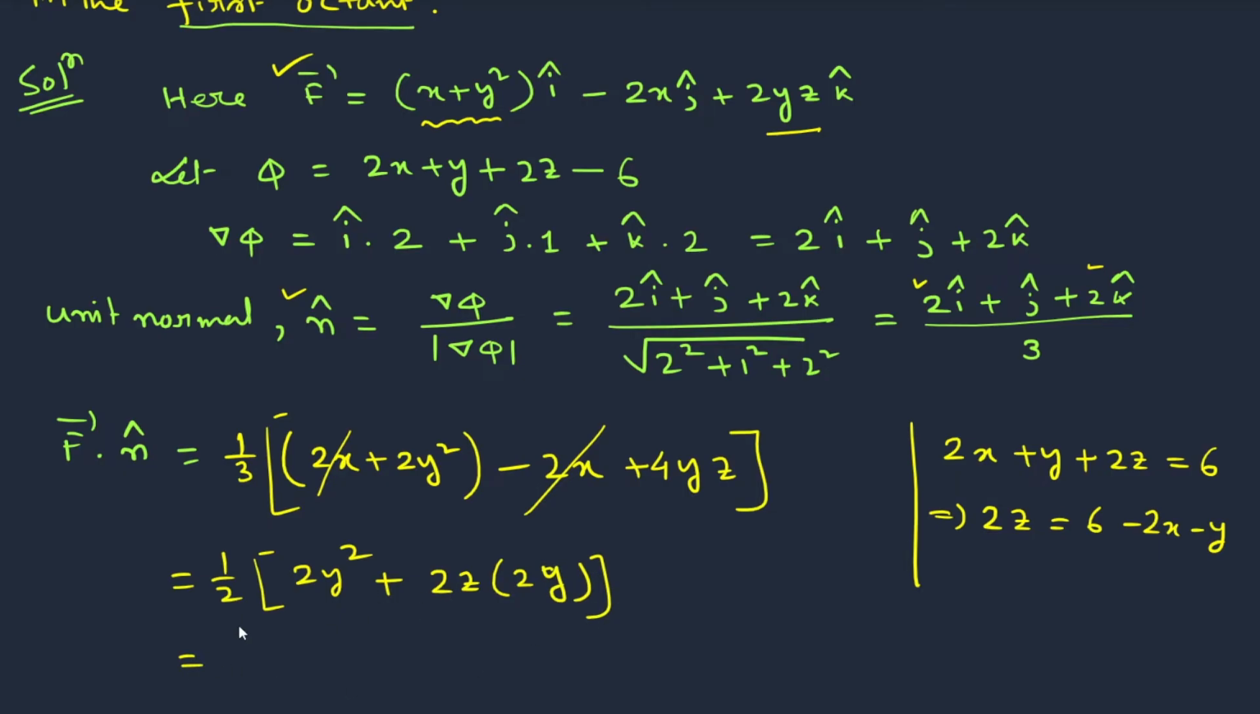So you can take 2 common also, 2 by 3. Then inside we have y square plus twice z. In place of twice z, what will we write? 6 minus twice x minus y. And from twice y we have taken 2 common, so we have only y.